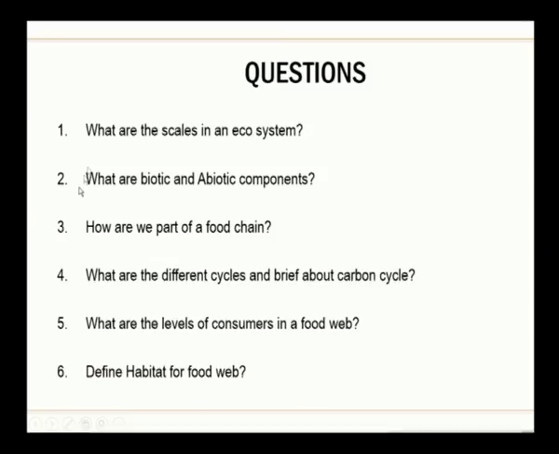Questions: What are the scales in an ecosystem? What are biotic and abiotic components? How are we part of a food chain? What are the different cycles, and briefly explain the carbon cycle. What are the levels of consumers in a food web? Define habitat in a food web.